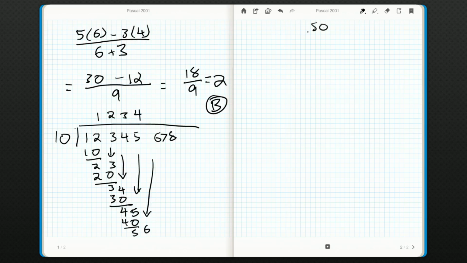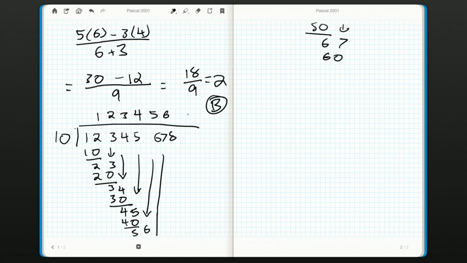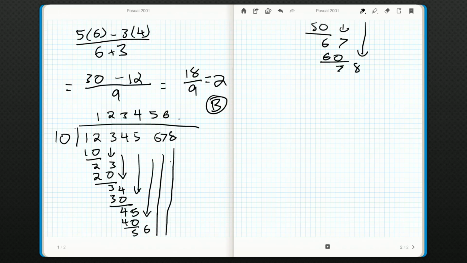A 56. So 10 goes into 56 5 times. We get 50, and that leaves a 6. So we bring down the 7. And 10 goes into 67 6 times. We'll get a 60 and a 7. Bring down the 8. And 10 goes into 78 7 times. 7 times 10, we put the 70 down here, and we get a remainder of 8. So the answer is E, 8.